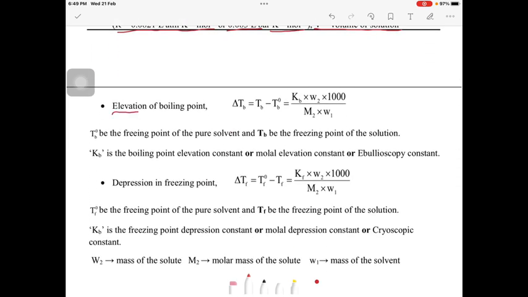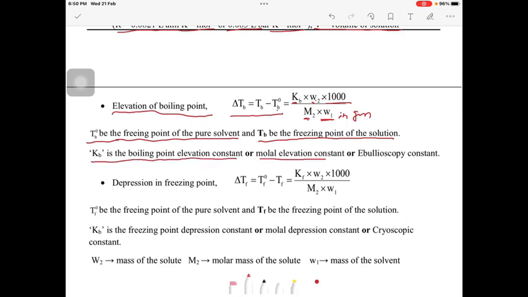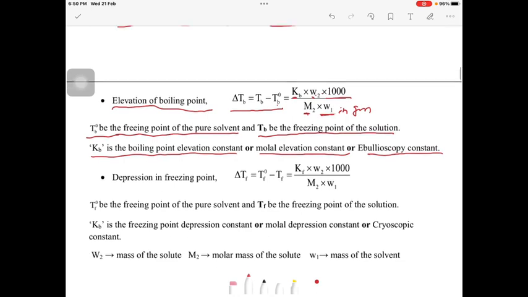Next colligative property: elevation in boiling point. Delta TB is equal to TB minus TB naught, which equals Kb into weight of solute W2 by molecular weight of solute M2 into 1000 by weight of solvent in grams. TB naught is the boiling point of the pure solvent and TB is the boiling point of the solution. Kb is the boiling point elevation constant, or molar elevation constant, or ebullioscopic constant.